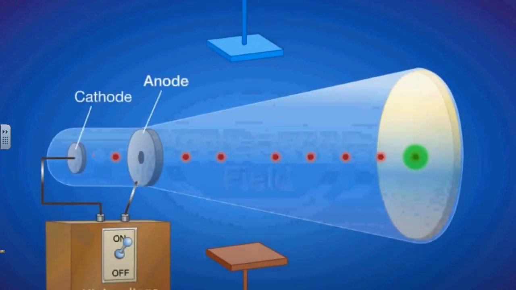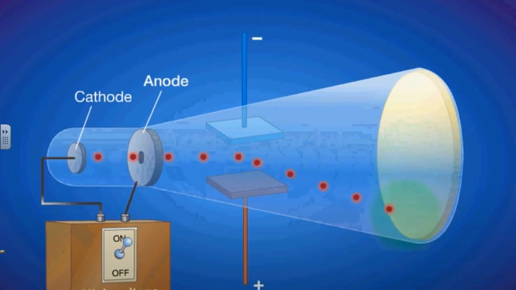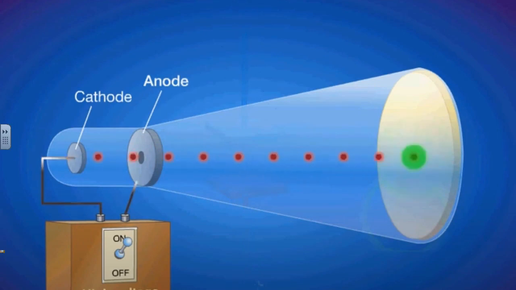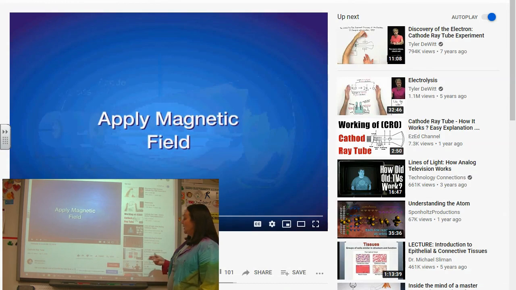When an electric field is applied across the cathode ray tube, the cathode ray is attracted by the plate bearing positive charges. Therefore, a cathode ray must consist of negatively charged particles. We know these negatively charged particles as electrons. So, what he found were the electrons.